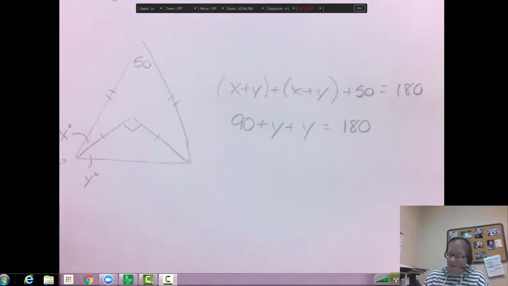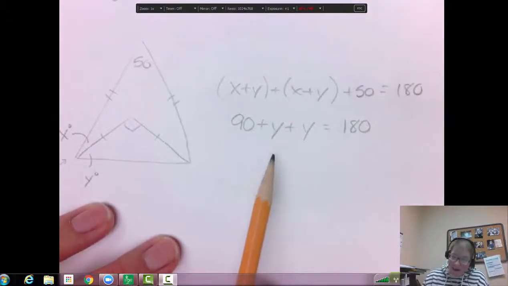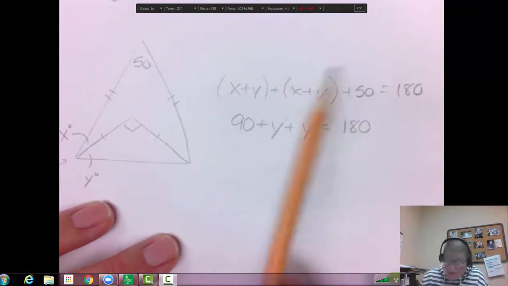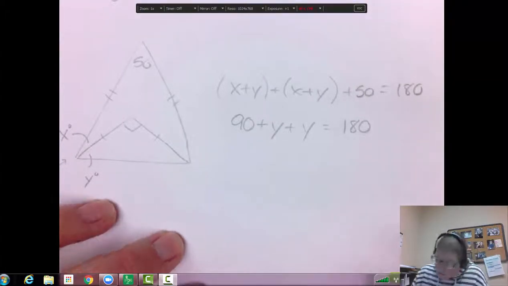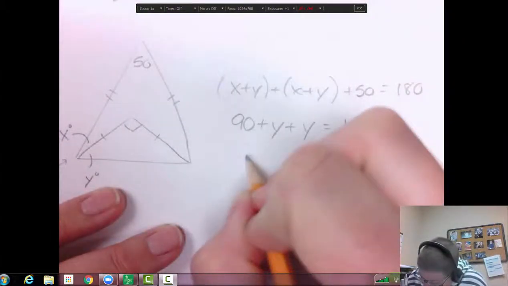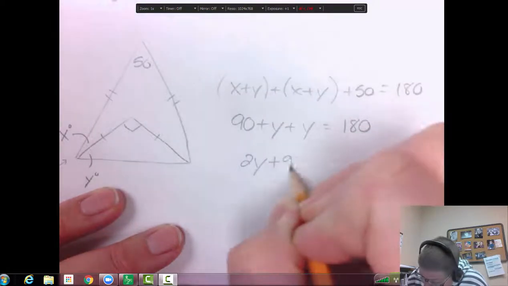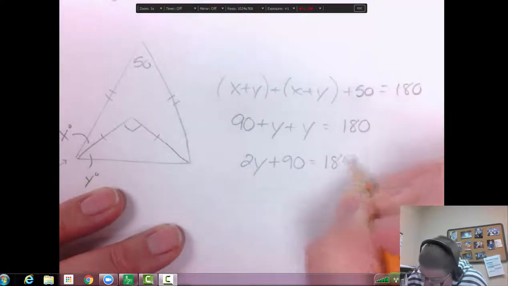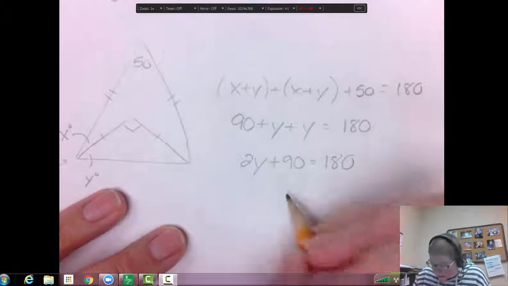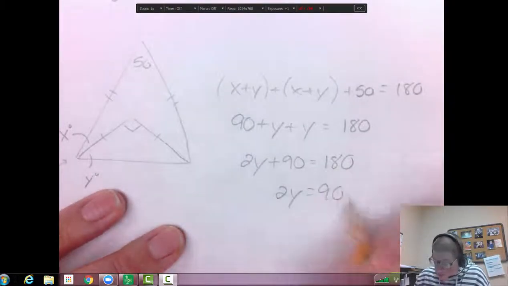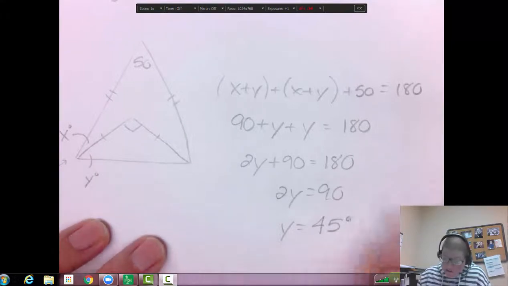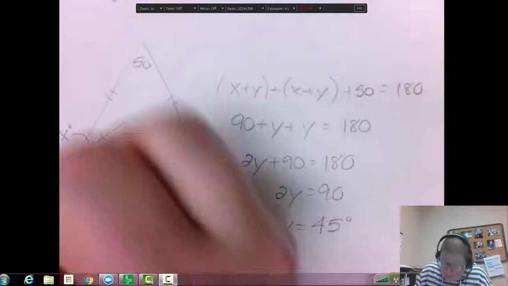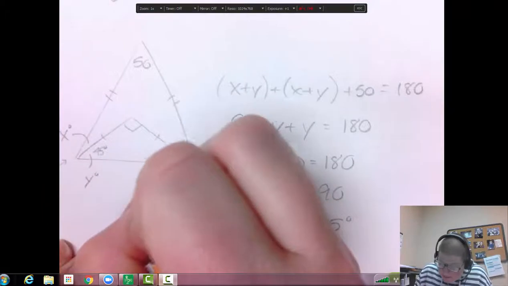So if you look, this one has an x and a y, this one only has a y. So this one we can solve and find y, and then we can put our answer back up here to be able to solve and find our x. So y plus y is 2y, so I'm going to have 2y plus 90 equals 180. Then subtract the 90, and you have 2y equals 90. So divide by 2, and y is 45 degrees. So both the y's are going to be 45 degrees.